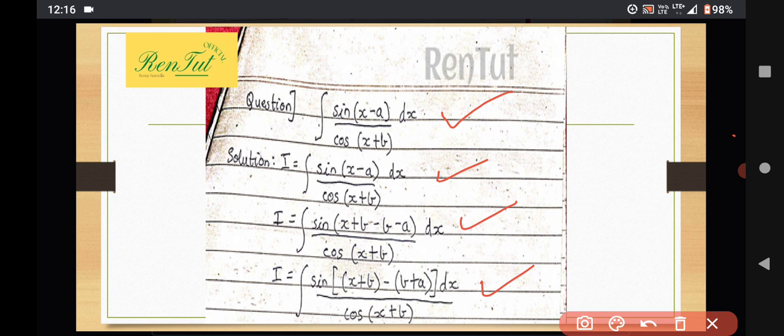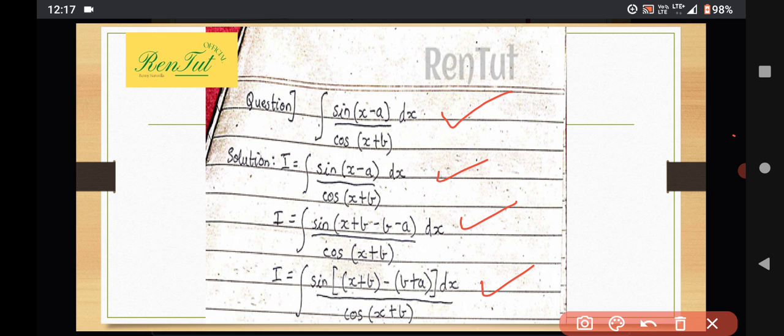I is equal to integration of, now this equation you can see is divided into two. The numerator is divided into two. Sine (x plus b) minus b plus a, or b plus a is one and the same.